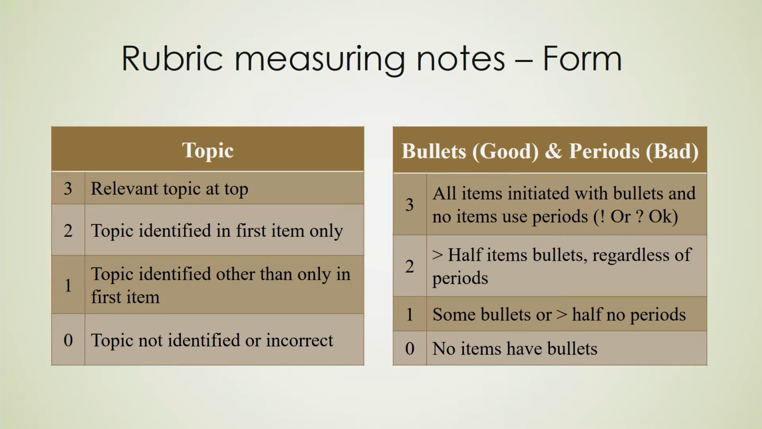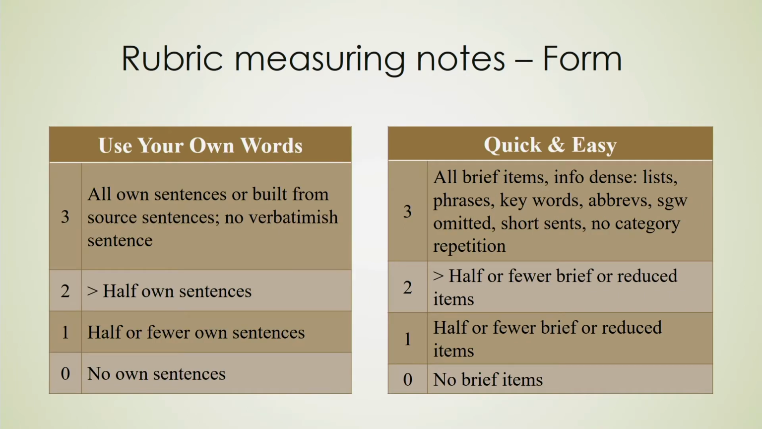And when analyzing the results, we used the rubric measuring notes for form and content. So 3 would be the highest score, 0 would be the lowest. So when looking at form, we're looking at the structure of the notes. So did the student have a topic? Did the student use bullets? Did the student use their own words, and were the words quick and easy? So we're looking at lists, phrases, and keywords.